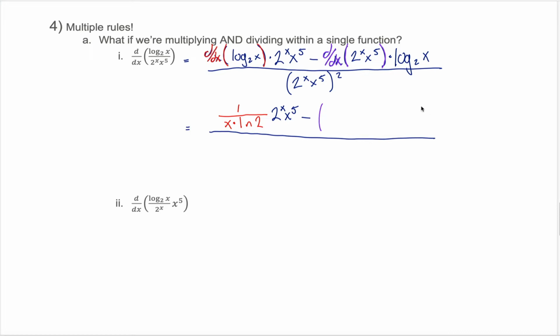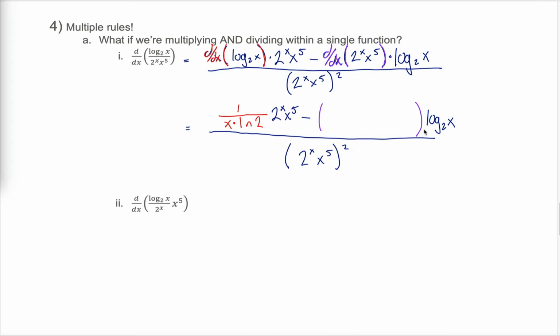So this thing in purple is going to be some big answer. And once I get that answer, I'm going to multiply that answer by the log base 2 of x for this log base 2 of x. And then I'm going to divide that by 2 to the x power times x to the 5th power squared.